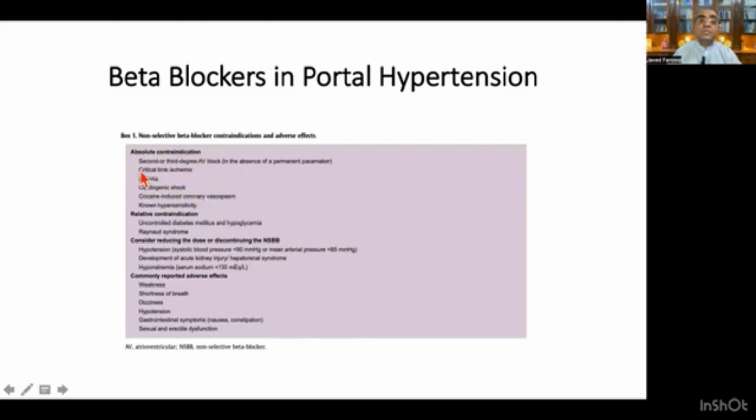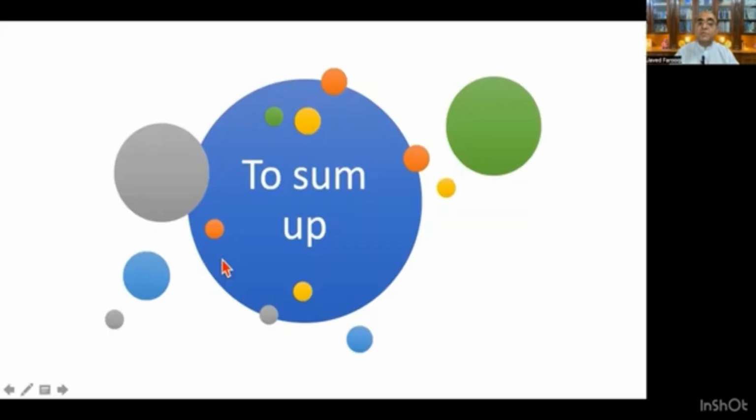I don't need to go into the detail, but yes, there are contraindications. Absolute contraindications are second or third degree AV blocks, asthma, or cardiogenic shock, and related contraindications are uncontrolled diabetes or Raynaud phenomenon. You will decrease the dose if the patient develops hypotension or acute kidney injury. Commonly reported side effects are weakness and shortness of breath. This is, of course, the clinical decision. When you start these patients on beta blockers, you need to take these aspects into account.